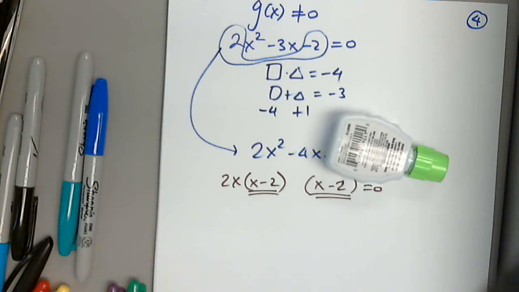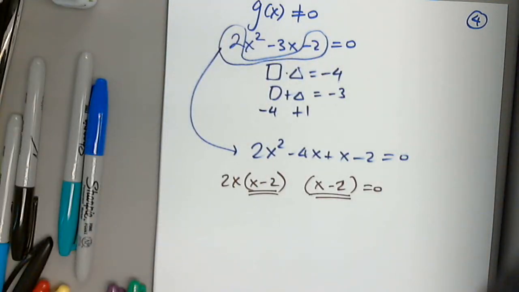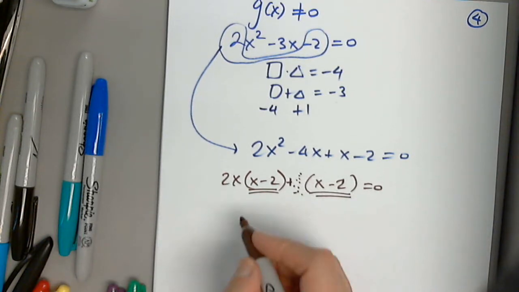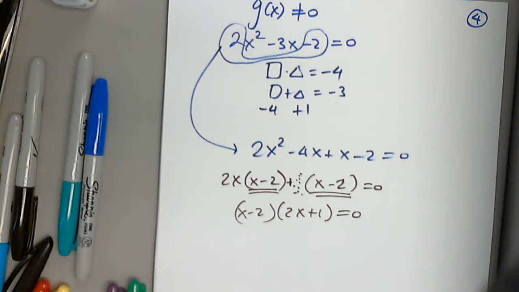So there was that polynomial equation with degree 3. So you got here x minus 2 and here 5x minus 3. That's not possible. You can't continue. So then what is left in front? 1. So then x minus 2 times 2x plus 1 equals 0.